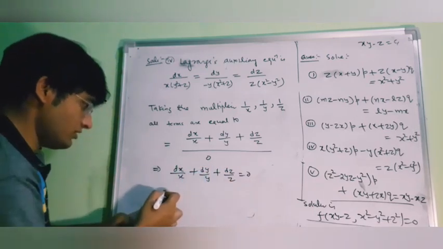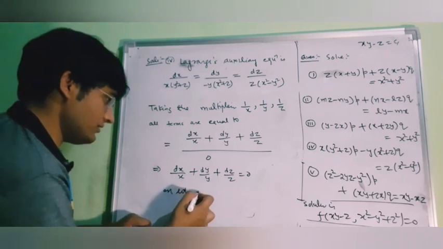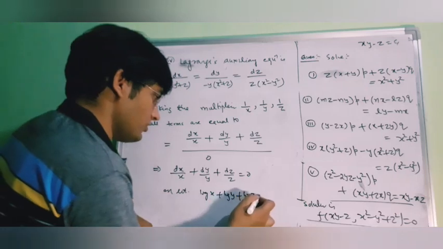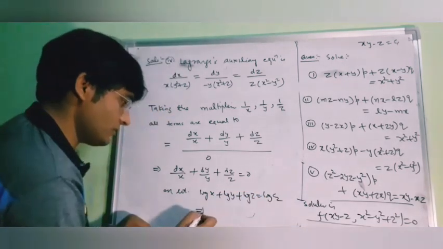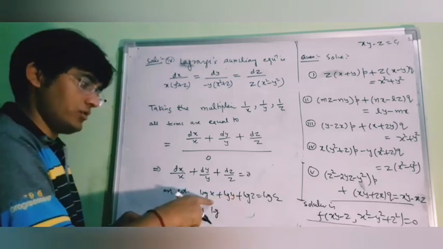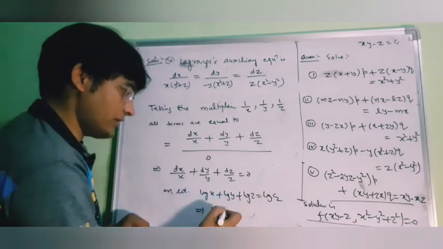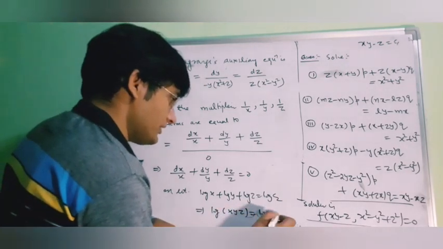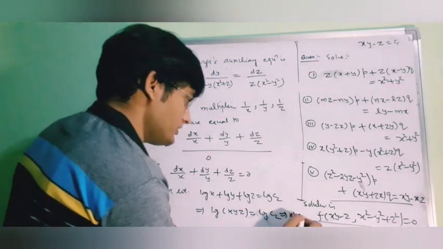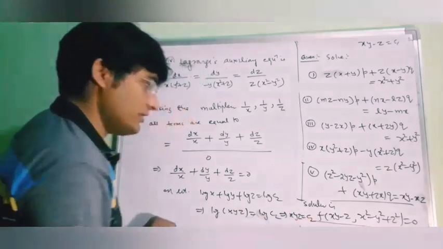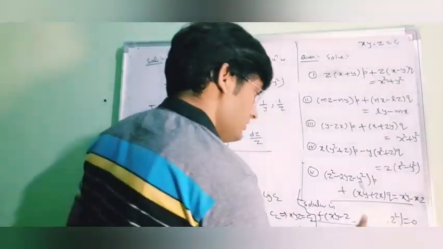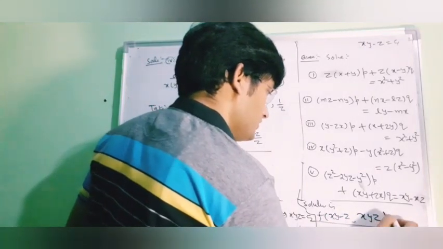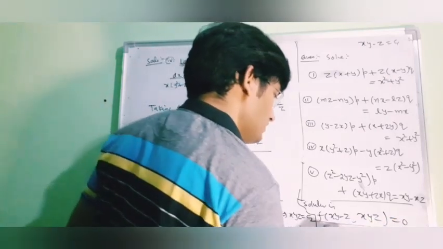So on integration we will get log x plus log y plus log z equal to log c2. Now this will be log a plus log b plus log c, that means log abc equal to log c2. So your second solution will be xyz equal to c2. So your final solution will be xy minus z and xy into z equal to 0. So this is your answer.